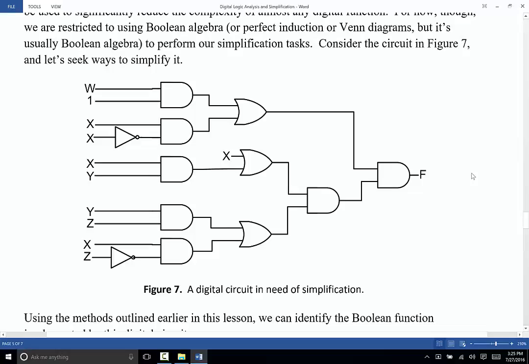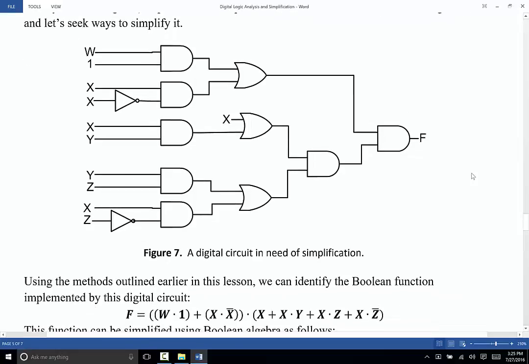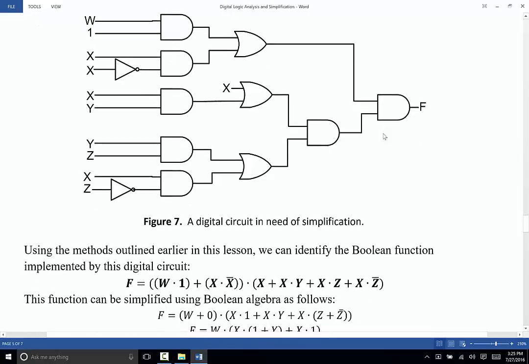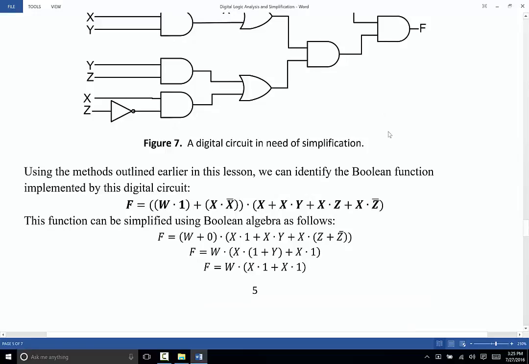Now, the first thing we can do is identify the Boolean function that is being implemented by that circuit, and I'll leave it to you to derive that this is it. But you can see, for example, W and 1, X and not X, those are ORed together. X and Y is ORed with X. So you can see that this function can be generated directly from the circuit diagram. And now we're going to really just focus on the function. So once we have the function, now it's time to do a little bit of work reducing the function, doing some Boolean algebra. So for example, X and not X, as we've seen repeatedly, is just equal to 0.